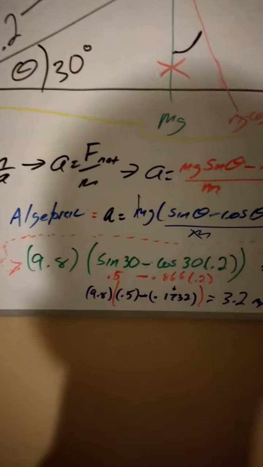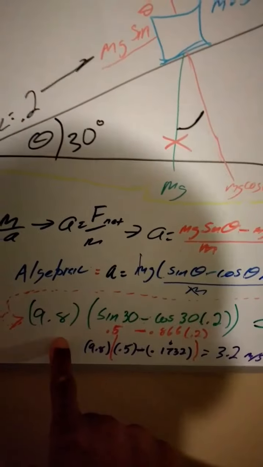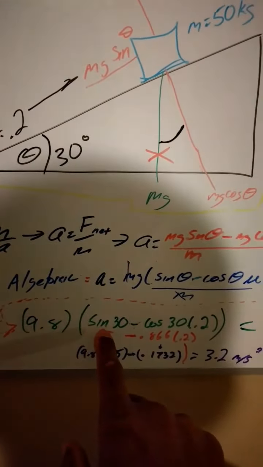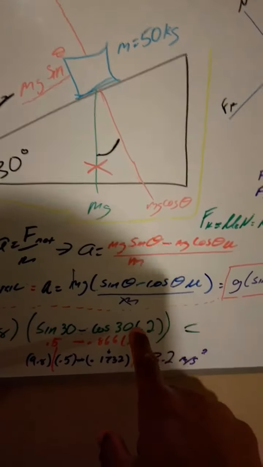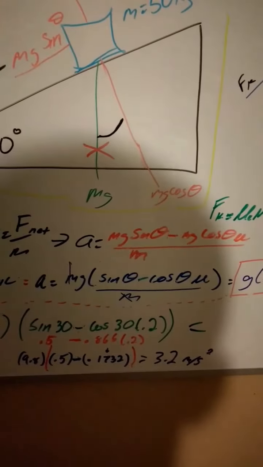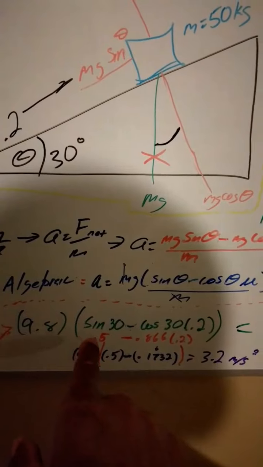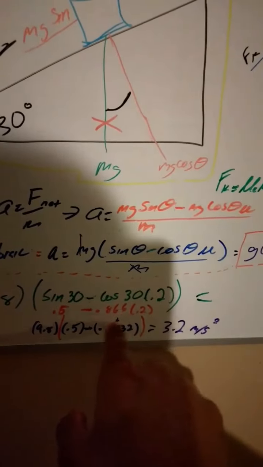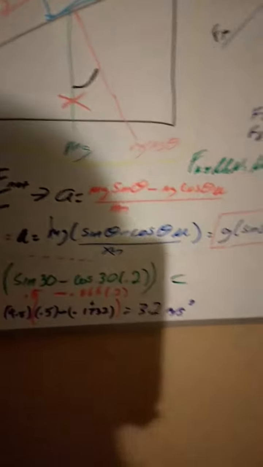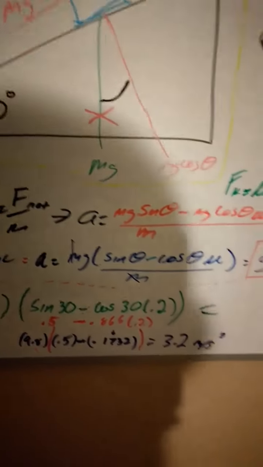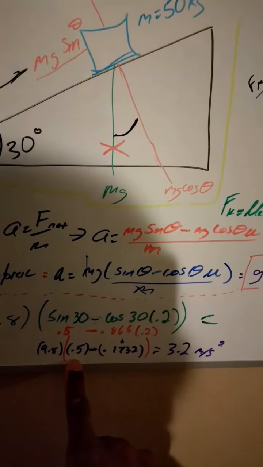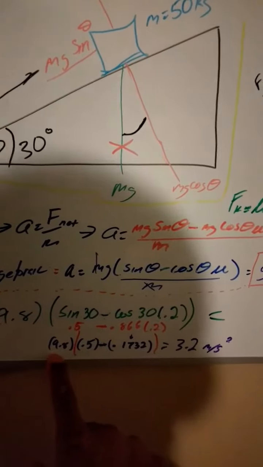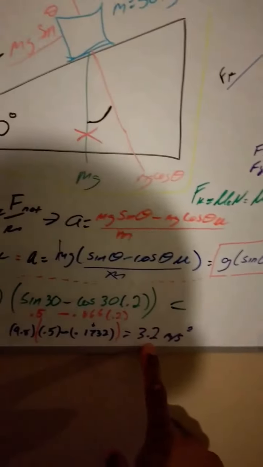And then we plug in the values: gravity times sine 30 minus cosine 30 times the friction coefficient. Sine 30 equals 0.5, cosine 30 equals 0.866, times 0.2. We multiply these two first to get that, and we bring that down, and then we subtract that from 0.5, then multiply by gravity to get that, and that is our acceleration.